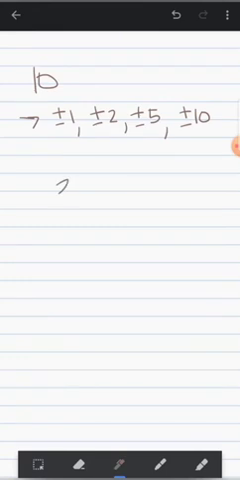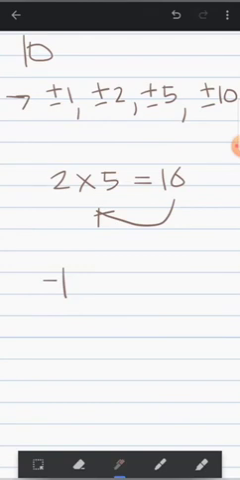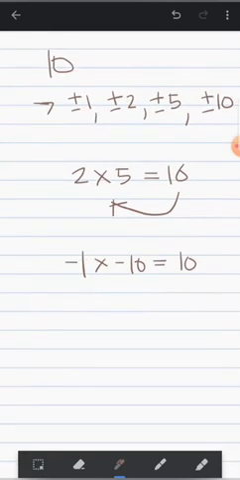Because if we multiply 2 and 5, it will result to 10. And thus, the factors of 10 could be 2 and 5. Same is true with negative 1 and negative 10. Negative 1 times negative 10 will also result to positive 10, because negative times negative is positive.